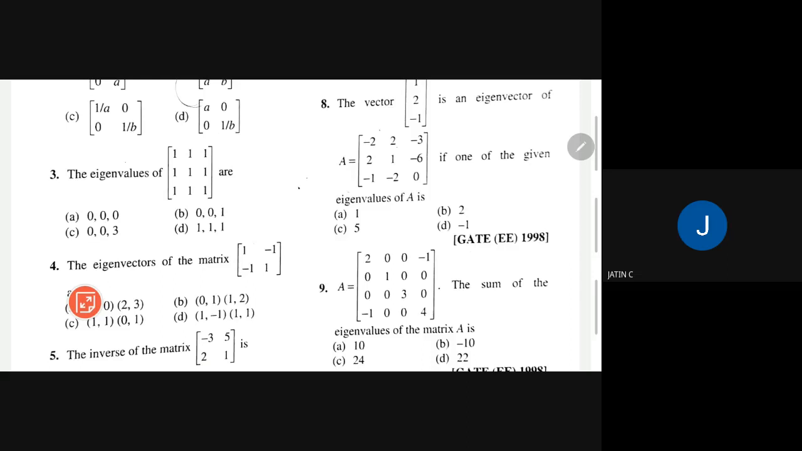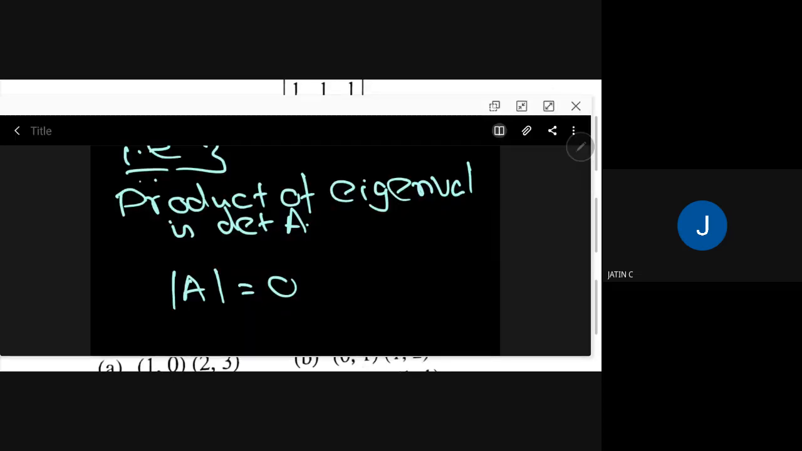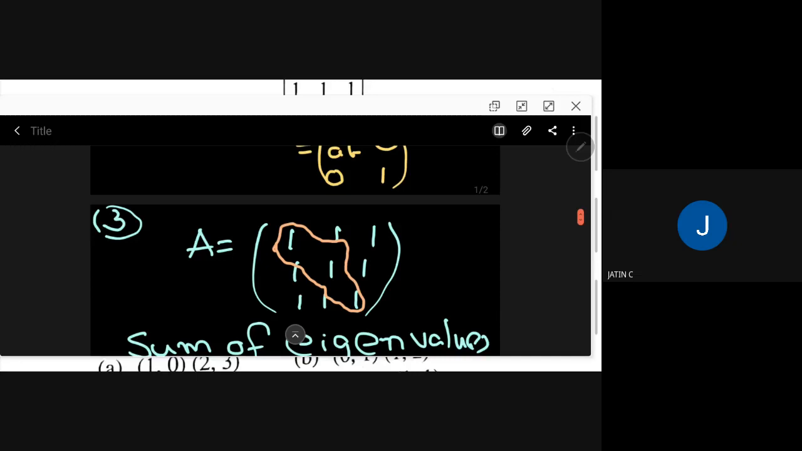The correct alternative is C, 0, 0, 3, because 0 into 0 into 3 is 0, and 0 plus 0 plus 3, that is the sum of the eigenvalues, is the trace of A. We are not doing any computation. Without doing any computation, we are concluding that the eigenvalues are 0, 0, 3. That is how we do that one. That is the third problem.